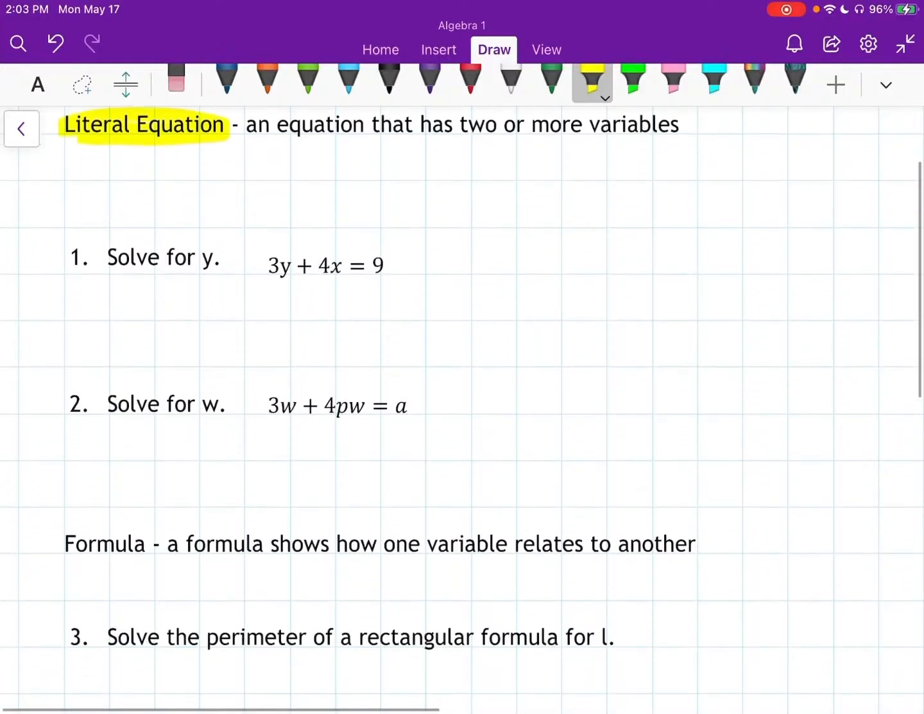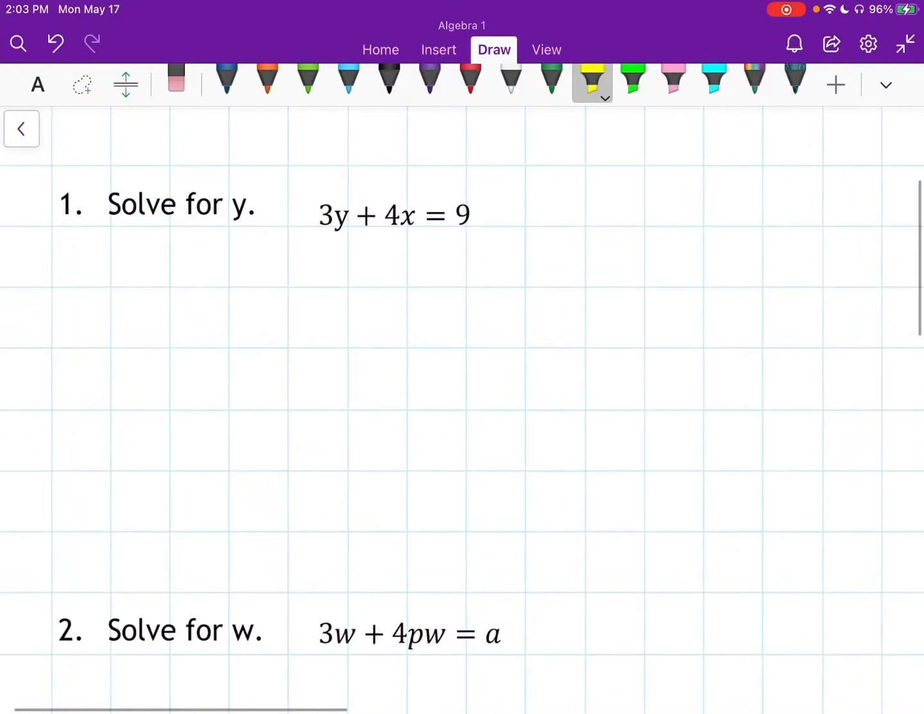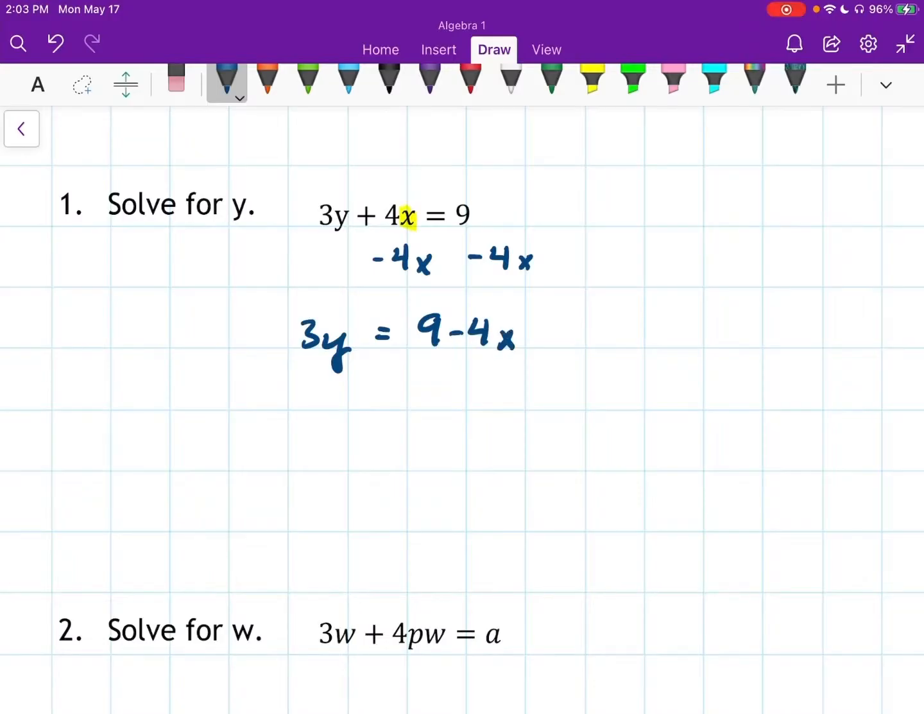So in number 1 here, it tells us to solve for y. But we also have an x here. We're just going to treat the x like it's just a number, which it is, right? So I'm going to start off by subtracting 4x from both sides. And I get, well, 3y is 9 minus 4x. Lastly, I divide by 3, and I get, well, y equals 9 minus 4x over 3.